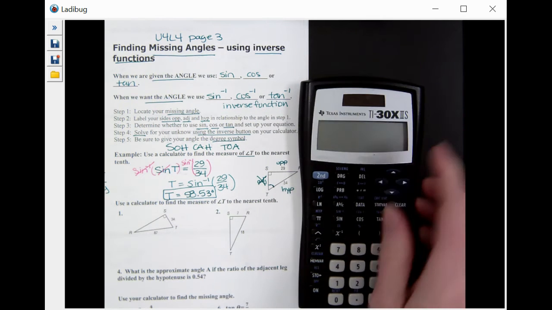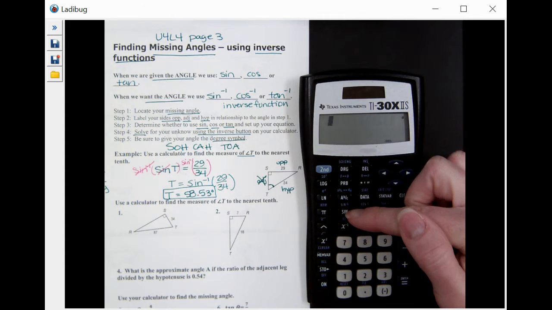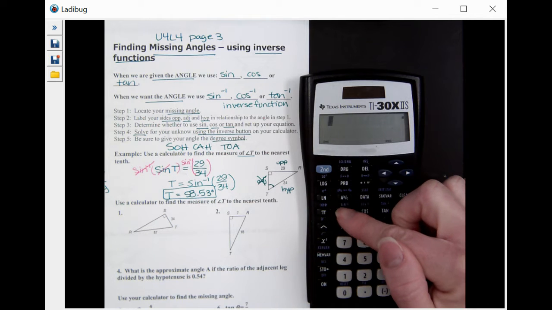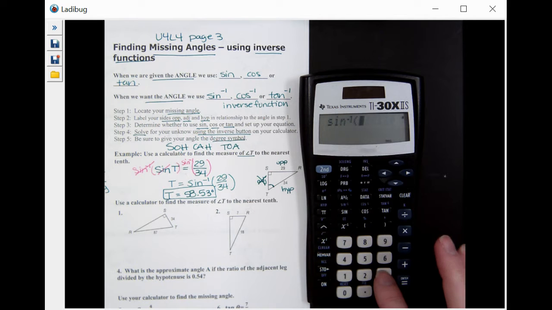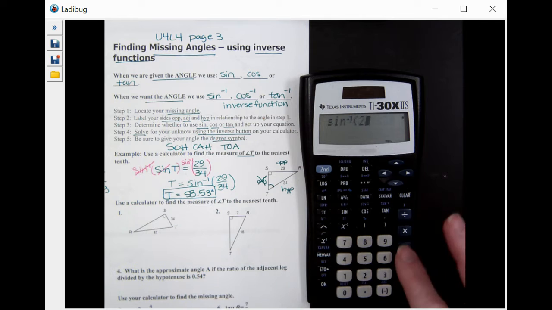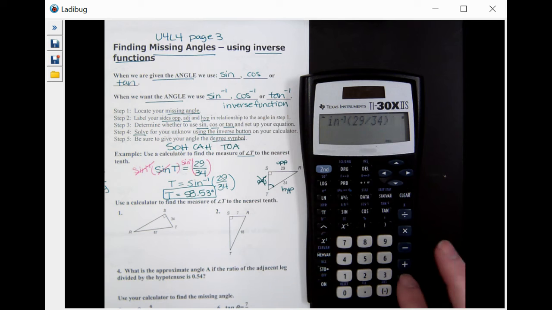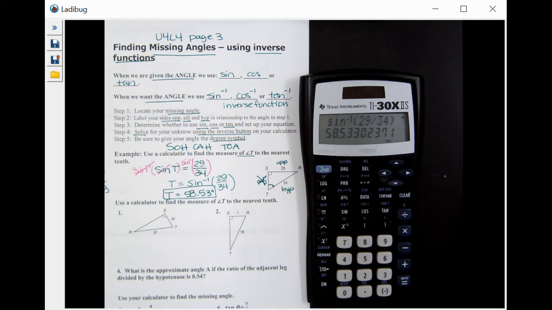What about using the other calculator? Well, this style of calculator, I have to touch the sine inverse key first. It's also above the sine, so I'm going to use the light blue button and touch sine. Notice that it opens the parentheses. This is now where I put my numbers, 39, I'm sorry, it's 29. 29 divided by 34, parentheses, and I get that same 58.53. If you're getting a strange number, make sure you're in degree mode, not radians.